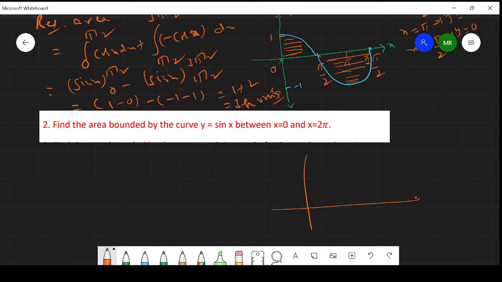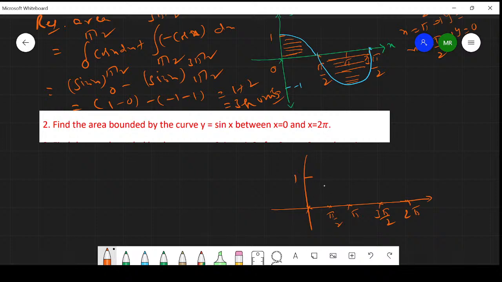You take this one. At x equal to 0, sin 0 is 0. You can think about some values, easy to write that. So I can write pi by 2, pi, and 3 pi by 2, and 2 pi. Maximum value of sin x is 1, I can write 1.